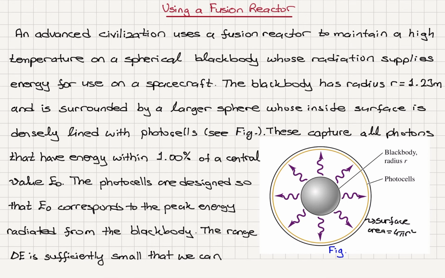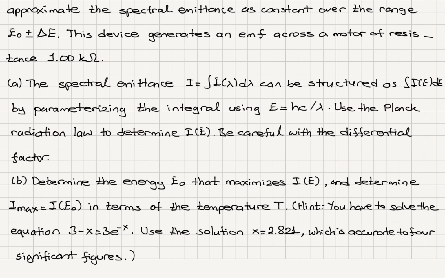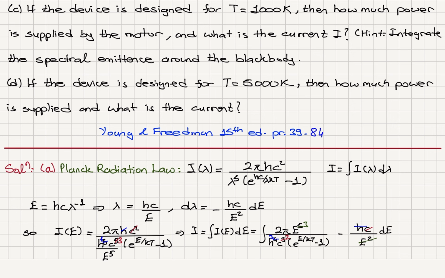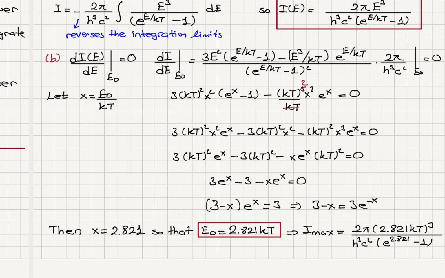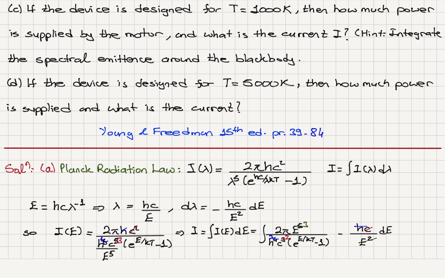We're continuing our discussion of the problem on using a fusion reactor. In part A, we have calculated the intensity as a function of energy that enters the spectral emittance calculation. And in part B, we found the maximum intensity energy, that's 2.821 kT. Now in part C, if the device is designed for 1000 Kelvin, then how much power is supplied by the motor and what's the current I? Hint, integrate the spectral emittance around the black body.